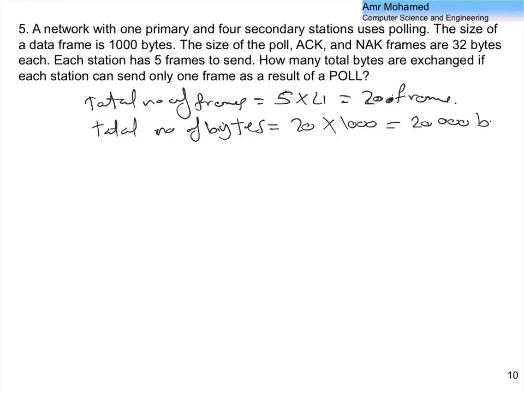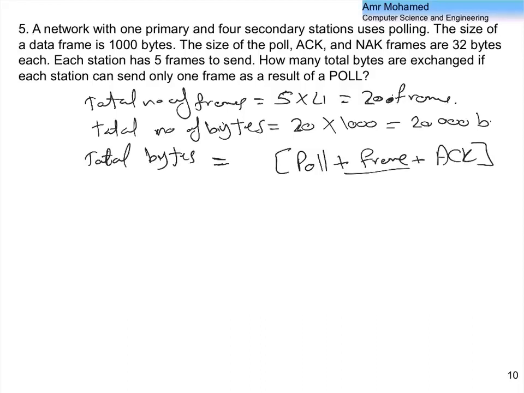Okay, so we have to account for the polling and the acknowledgement for each of these frames. If a station can send only 1 frame at a time as a result of a poll, then for the total bytes, remember we have 1 poll plus the frame plus the acknowledgement, because each station can send only 1 frame as a result of a poll. We have 4 stations with 5 frames each, so we have to multiply by 5 for each station, and multiply by all the stations. But remember that this is not all, because we have to at least once send a poll to each station and get a negative acknowledgement to mark the end of the transmission. If this is sent to 4 different stations, we end up with 4 different polls and acknowledgements.